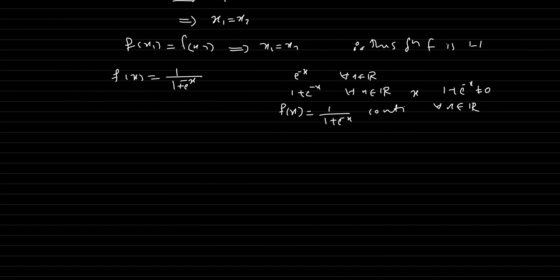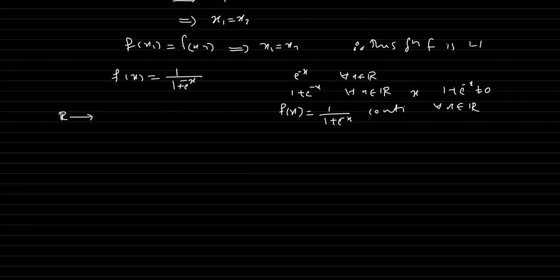And this is a continuous one-one function from R. Also, e raised to x is an increasing function and therefore e raised to minus x is a decreasing function. And 1 plus e raised to minus x is also a decreasing function, and 1 by 1 plus e raised to minus x is an increasing function. So here the function f of x is an increasing function, which is one-one and continuous.